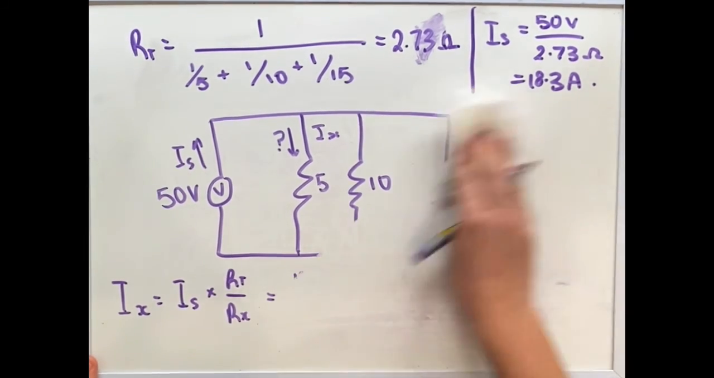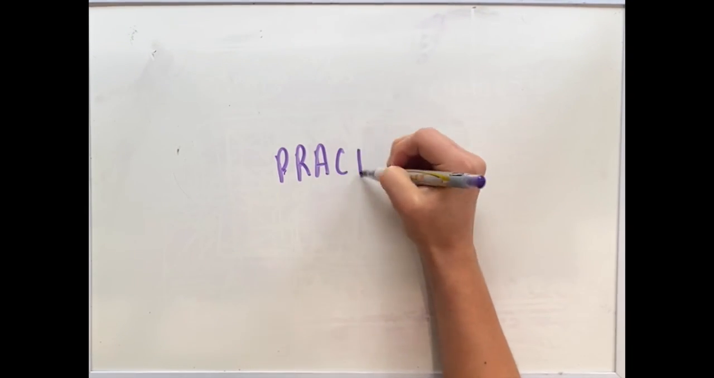The trickiest thing in the current divider rule probably comes down to calculating the total resistance, but get some practice in and you're all set.